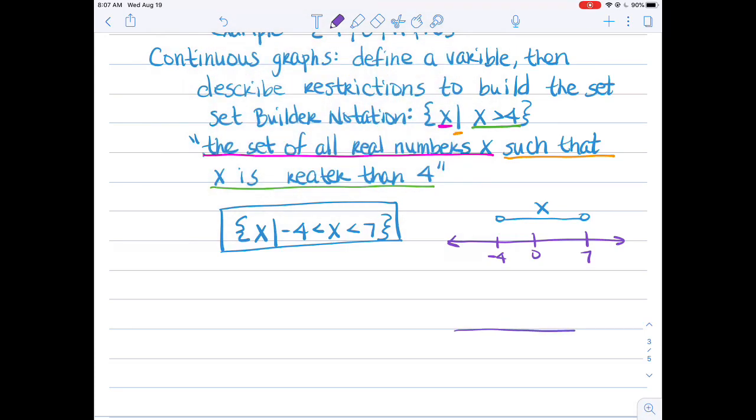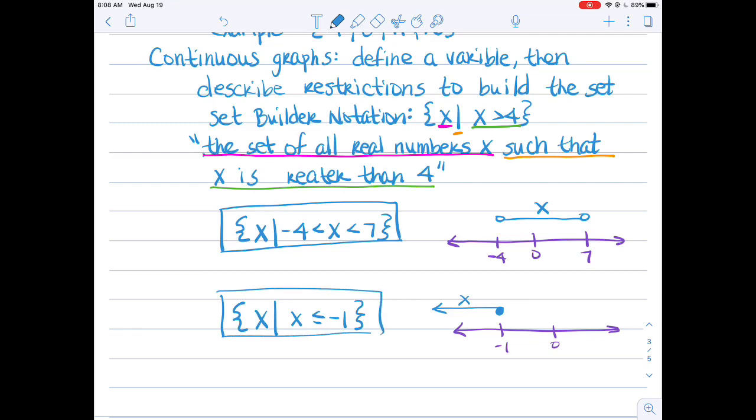Here is our second example that we looked at. We had -1 as a single critical point, and from there we had an included -1, and x was going to the left for less than. So again, start with the fancy brace: x is the set of all real numbers x such that x is less than or equal to -1. So it's a fancy way of writing inequality notation, but it does have some other uses that we'll look at later in the lesson.